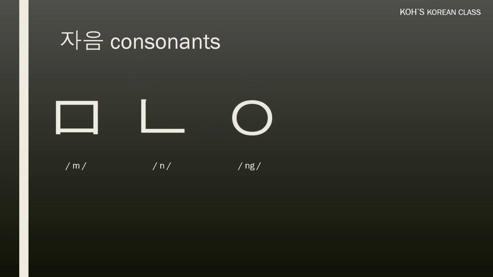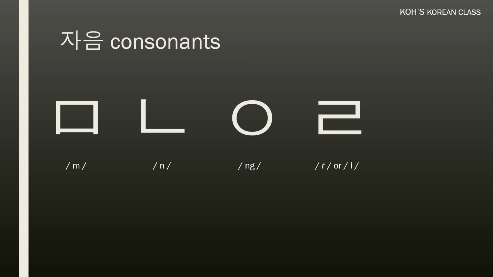Here's a circle. If a circle is the onset, we learn that it marks no consonant. It's silent. But at the bottom of a syllable, it marks ang sound. Ang, ang, ang.